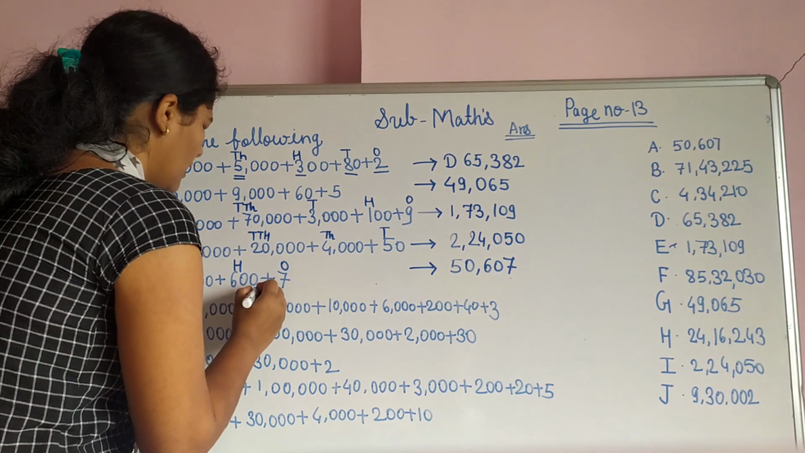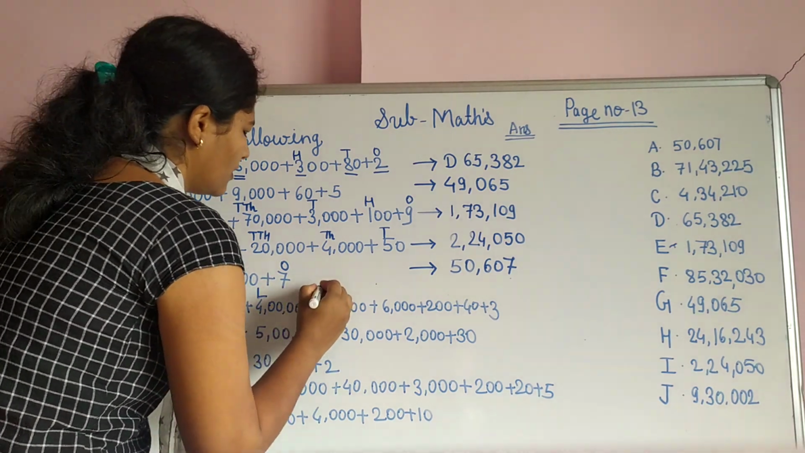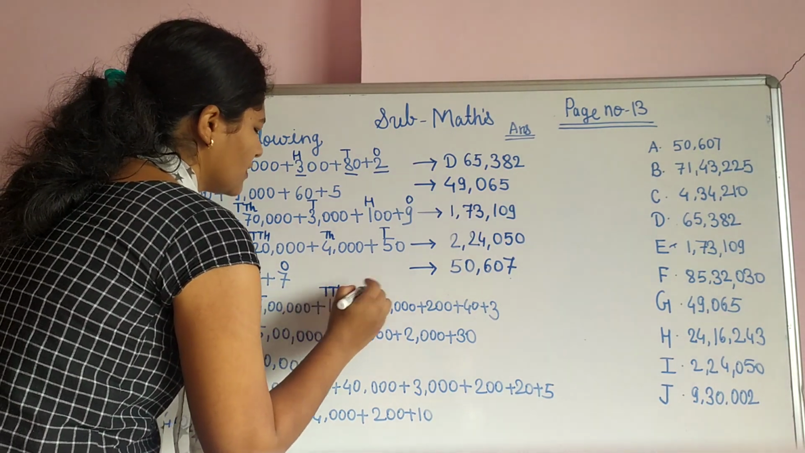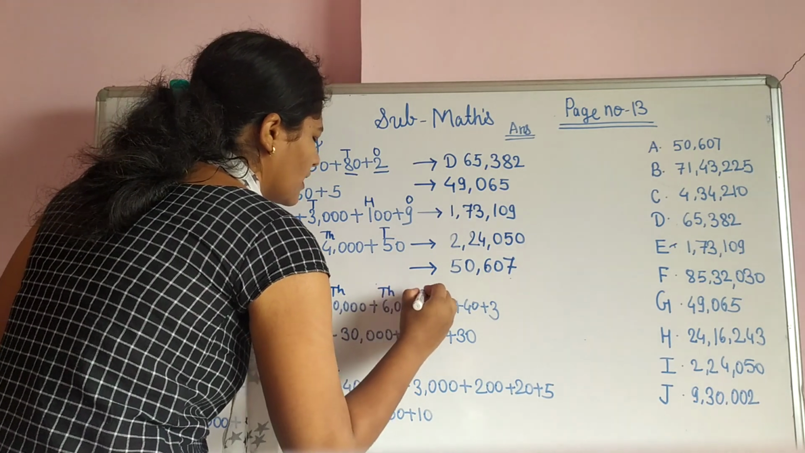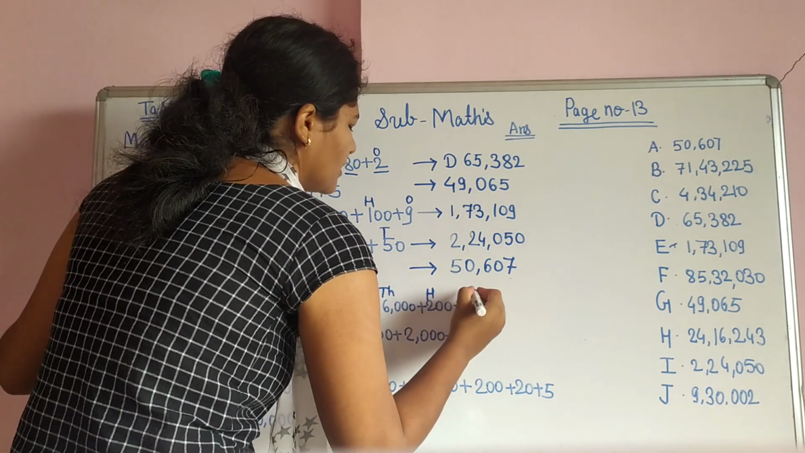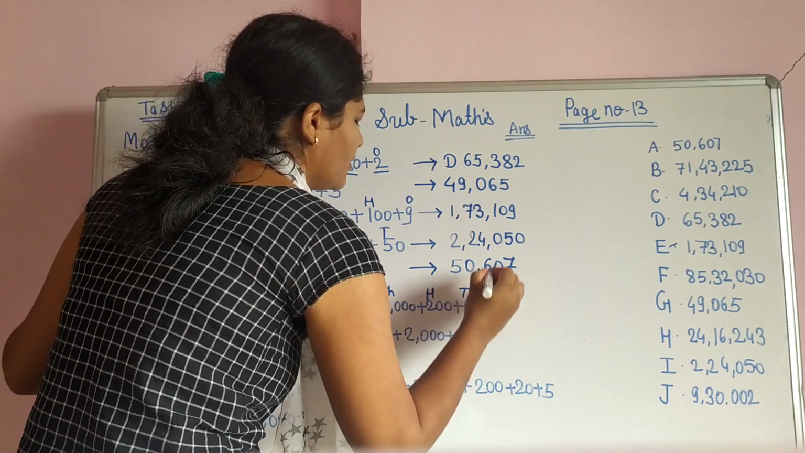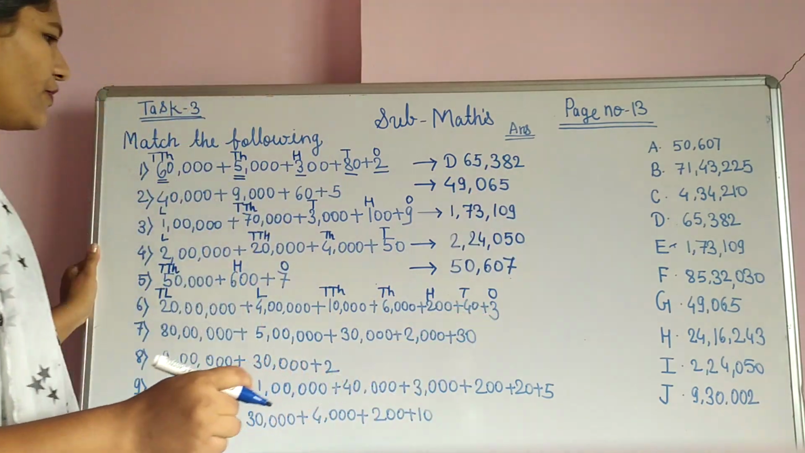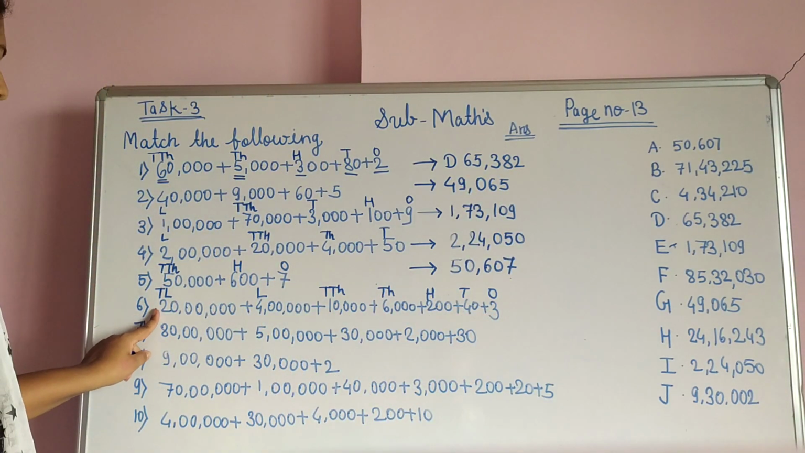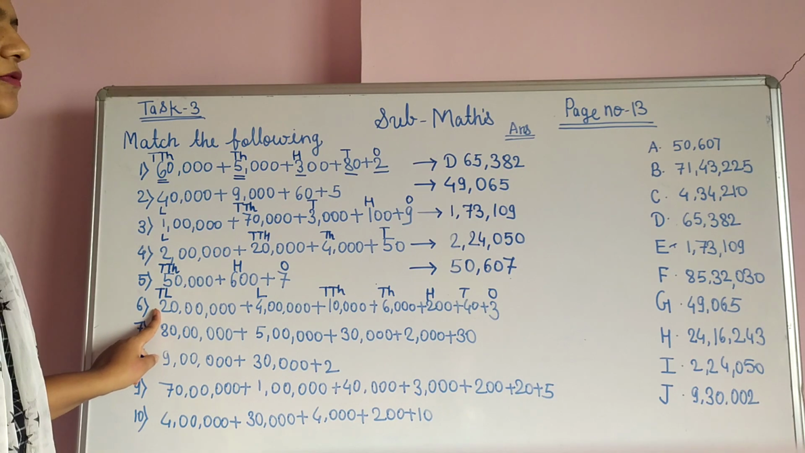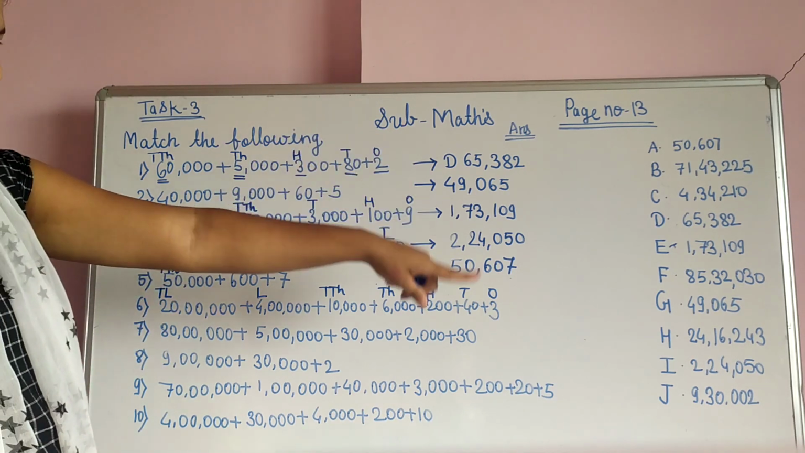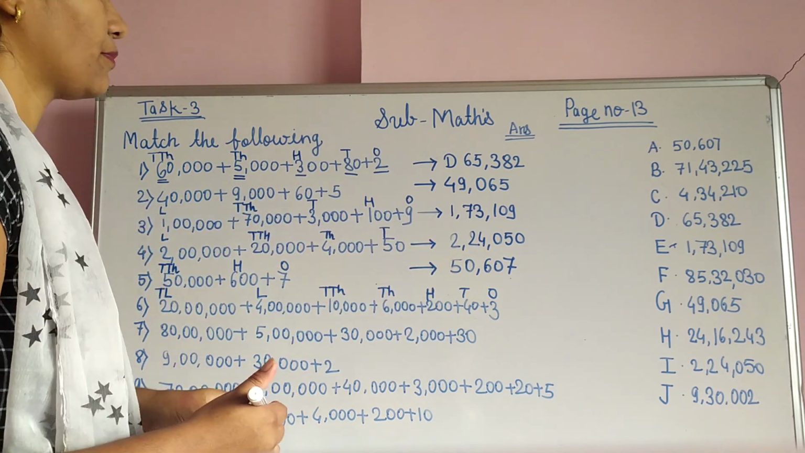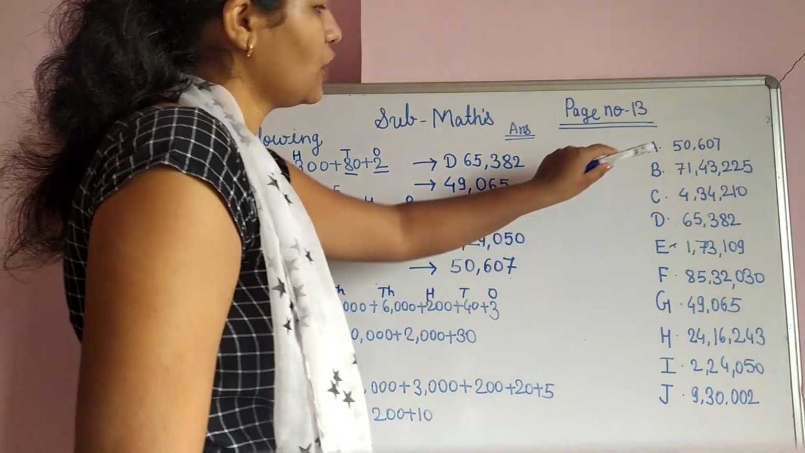This is on a lakh place. This is on a 10,000 place. This is 1,000 place, 100 place, then tens place and ones place. So which number do we want on a 10 lakh place? That is a 2. We will check in that column which is on a 10 lakh place. So here, 2 is there?